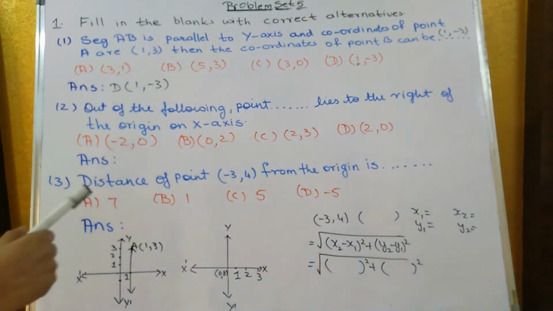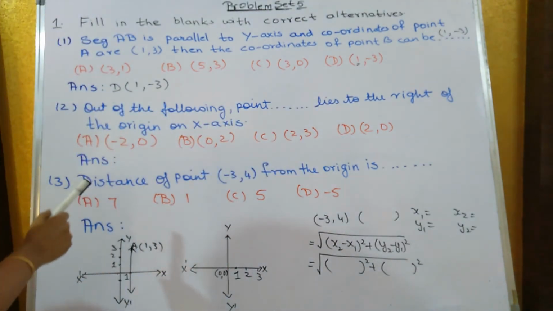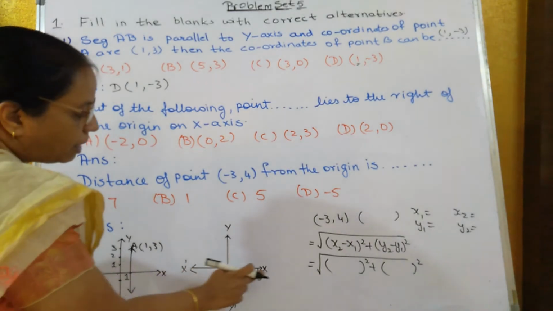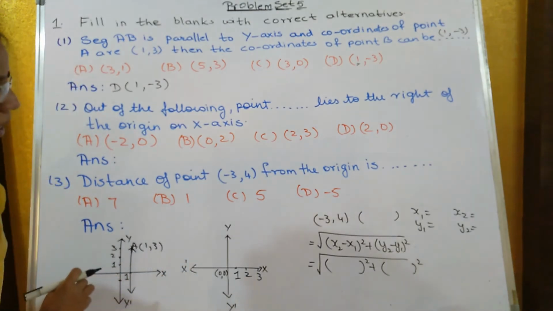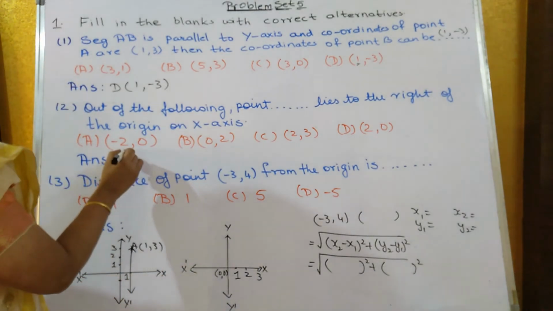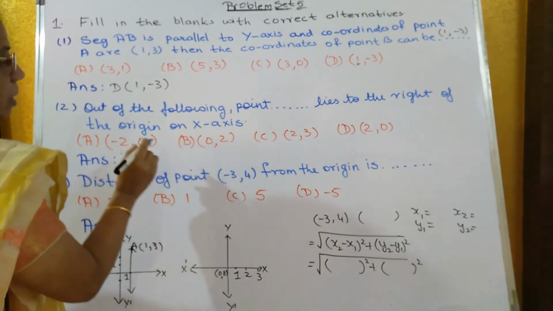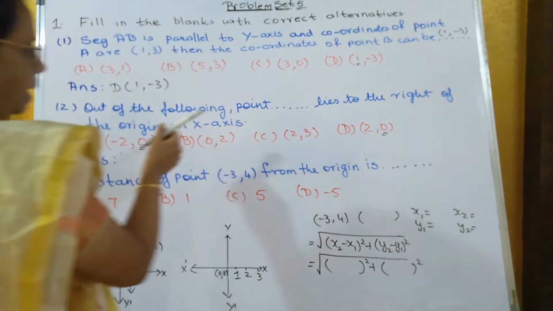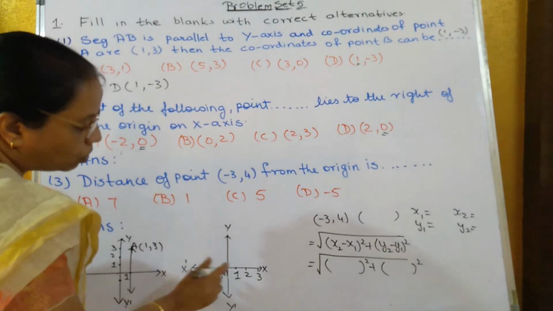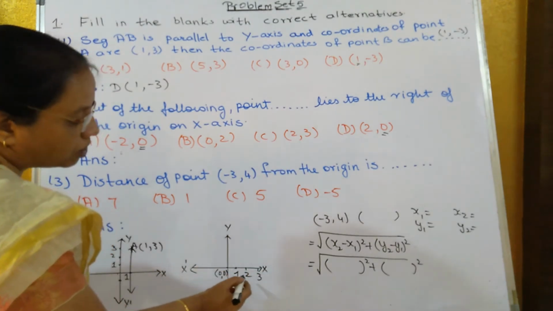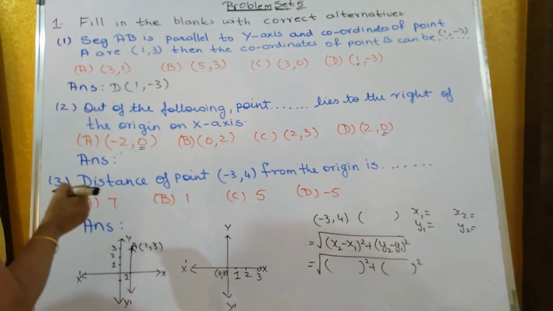Now next one, out of the following point, dash lies to the right of the origin on x-axis. Now the point is lying on the x-axis, मतलब x-axis के ऊपर वो point है तो उसका y coordinate 0 रहेगा. तो यहाँ पे 2 ही option है जिसमें y coordinate 0 है. यहाँ पे भी 0 है, यहाँ पे भी 0 है. नेक्स्ट उन्होंने क्या लिखा है? लाइज टू द राइट ऑफ द ओरिजिन. ओरिजिन का राइट साइड में, this is a origin. ओरिजिन का राइट साइड में हमेशा पॉजिटिव रहता है, नेगेटिव लेफ्ट साइड में रहता है. तो since it is on the right side, so the x coordinate has to be positive.